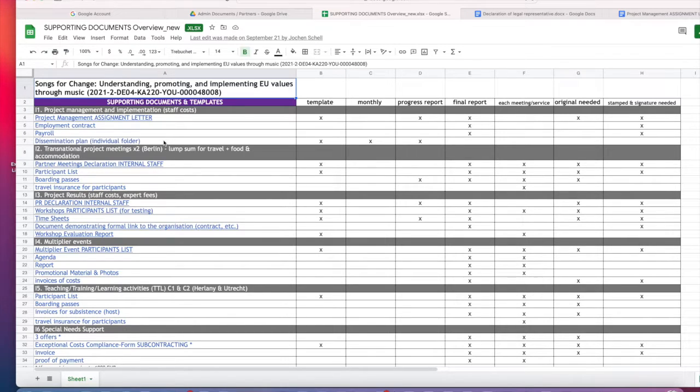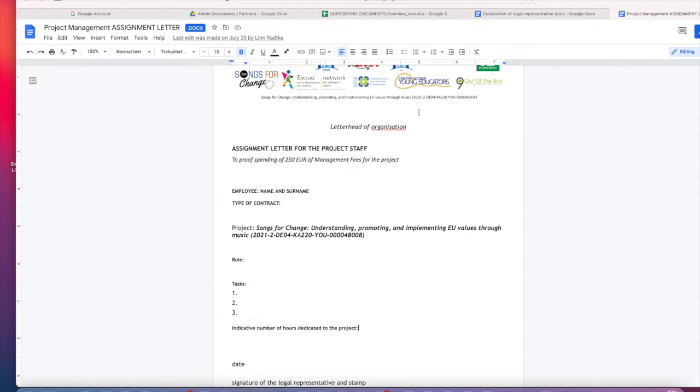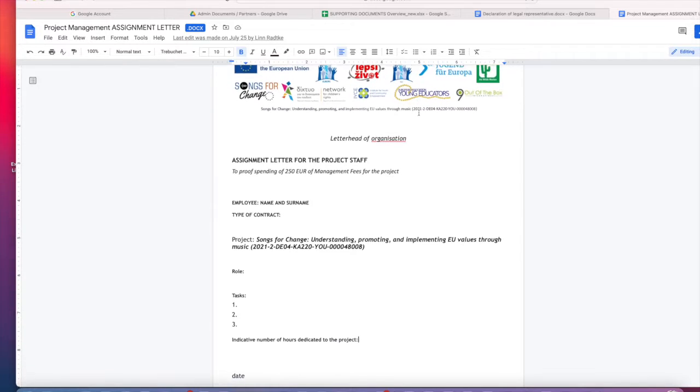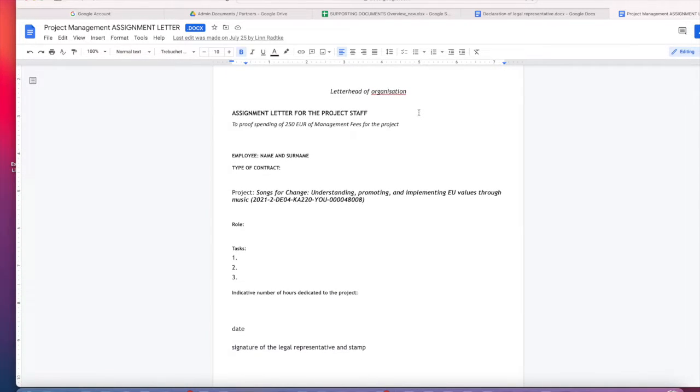So one is the project management assignment letter. I can show you one. The project management assignment letter is basically a letter where you as an organization, as a partner, declare how you spent this 250 euros of management fees, which is a lump sum every partner receives, and an easy way to claim how you spend that money is basically through this assignment letter. So what you do here is to just fill it in.